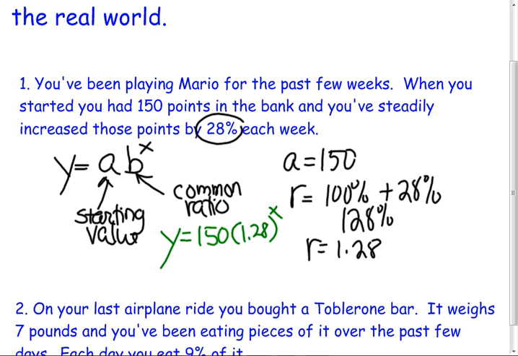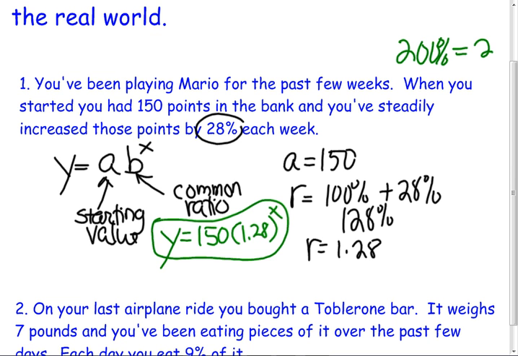Yes, ask your question. So what if it increases by 100% each week? If it was 100% each week, then this would be 200, and 200% would be equal to what as a decimal? 2. Good. Those are the ones that are hard, when they are over 100%. You could be doubling your score, couldn't you? 150 the first week, 300 the next week. That'd be points.